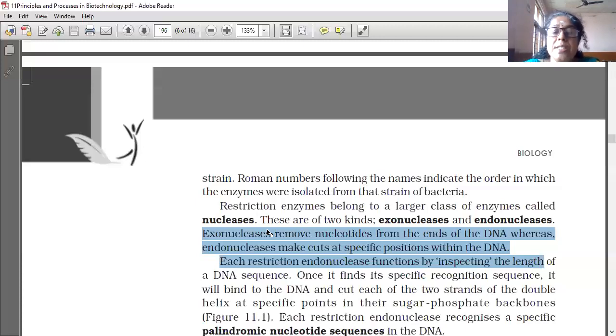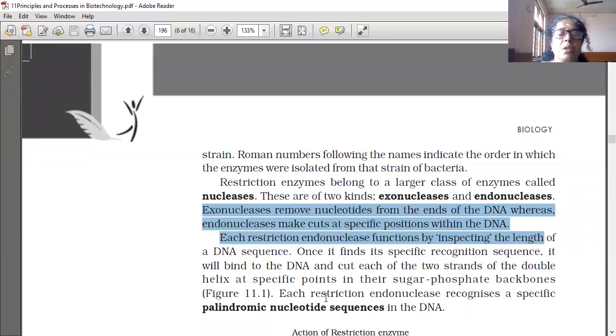Once it finds its specific recognition sequence, it will bind to the DNA and cut each of the two strands of the double helix at specific points in their sugar-phosphate backbones.